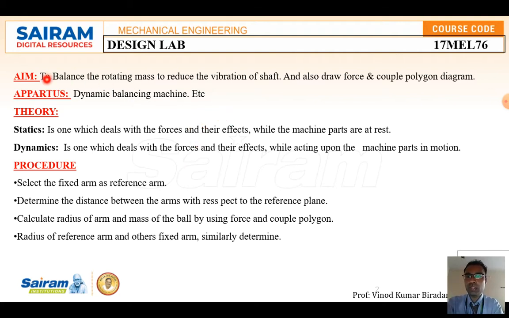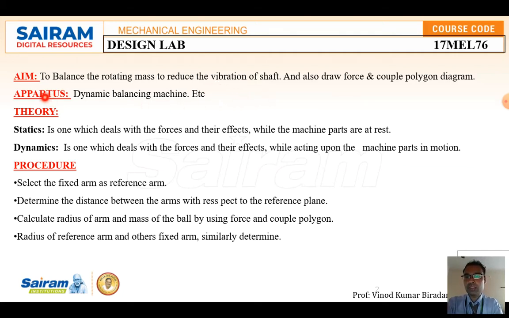The aim is to balance the rotating masses to reduce the vibration of the shaft and also draw the force and couple polygon diagrams. With the help of these two diagrams you calculate the unknown masses. Those unknown masses you fix on the particular shaft to reduce the vibration. In the video I am going to explain in detail how the vibration takes place and how it is reduced.